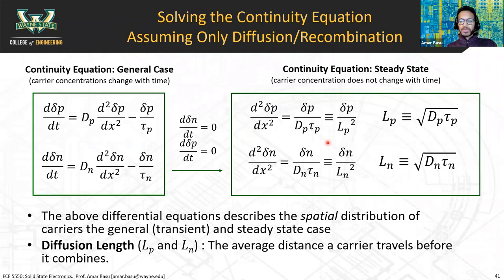Now we can define this second term, sigma p over Dp tau p. We're defining this denominator as Lp squared. This is not an equality, remember; this is a definition. We are defining Dp times tau p as Lp squared. So Lp, by definition, is the square root of Dp times tau p, and the same thing for Ln. Why did we arbitrarily define the square root of Dp tau p as Lp? It turns out that this actually has a physical meaning.